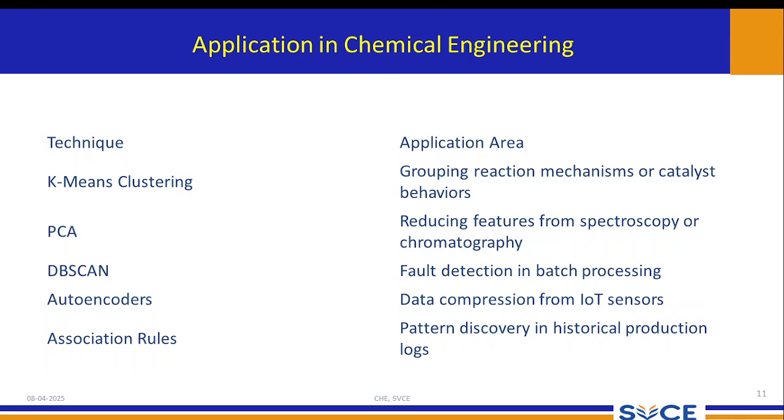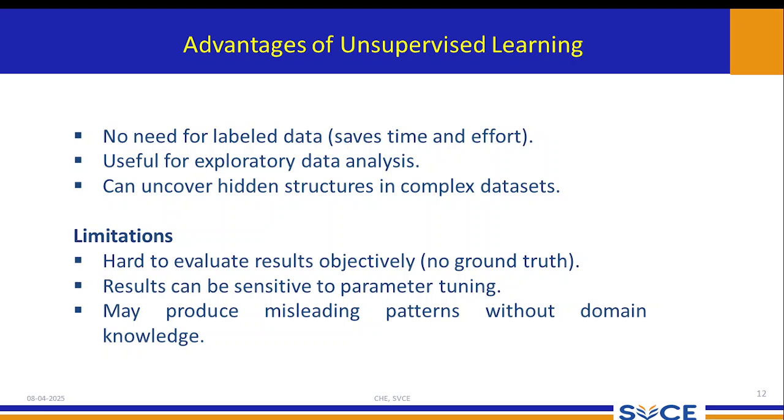So what we are doing in unsupervised learning is, we try to correlate and put data which resembles each other in nature together, so that it will be easy for you to predict the data input and output. That's the main objective. The advantages of unsupervised learning: no need for labeled data. So all the data are unlabeled, that means there is no relation between the input and output variables. It is useful for exploratory data analysis and can uncover hidden structures in complex data sets.